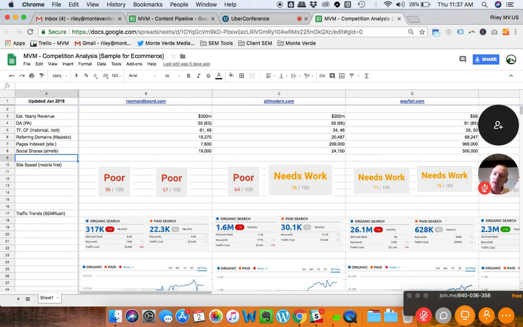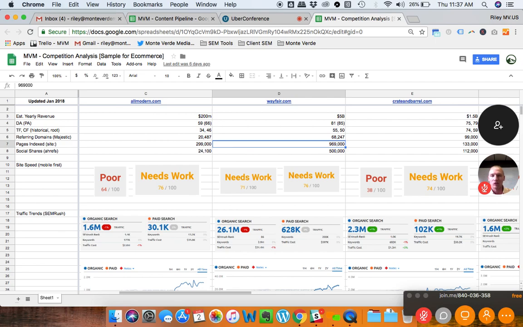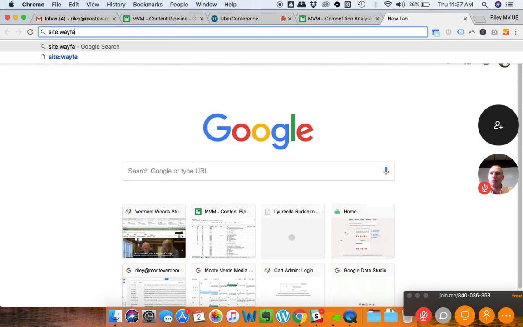But pages indexed, so this will tell us, are we just a super small site? Some websites will go out there and create a 1-page website and they'll expect to rank, and it's not the most ideal situation when you're competing with these sites that have hundreds of thousands of pages indexed. So Wayfair has almost 1 million pages indexed. Probably, if I do this right now, I bet they have over 1 million pages indexed.